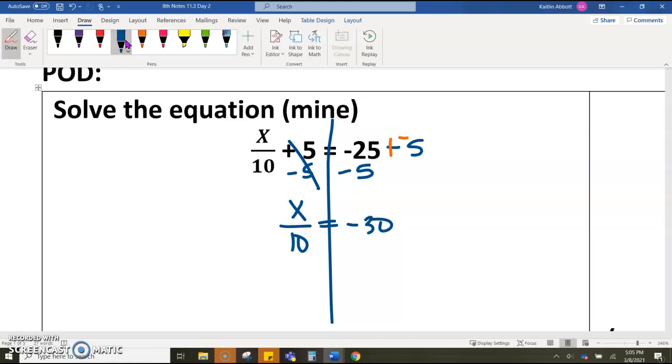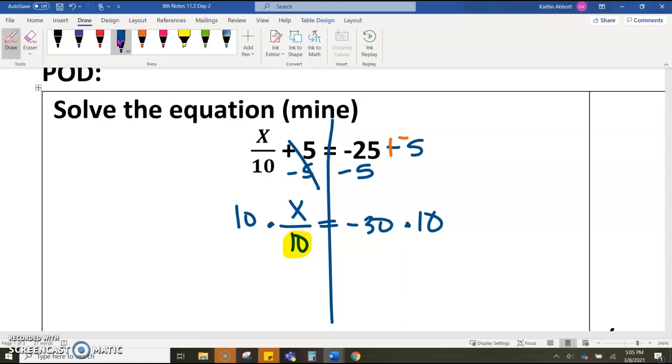Then now to get rid of this fraction, we are going to do the opposite of what a fraction means, and a fraction means division. So I'm going to do multiplication to get rid of this fraction. I'm going to multiply by the number in the denominator, and the number in the denominator is 10. So I'm going to multiply both sides by 10.